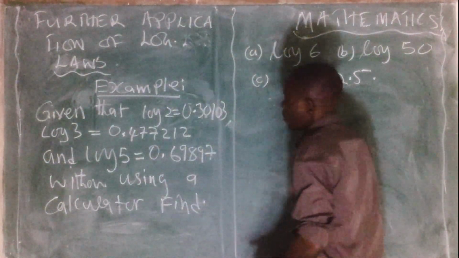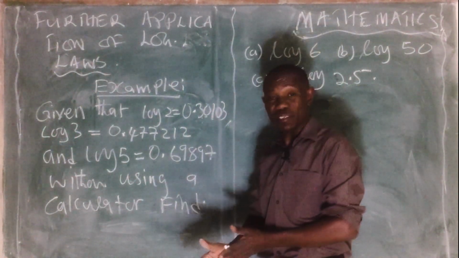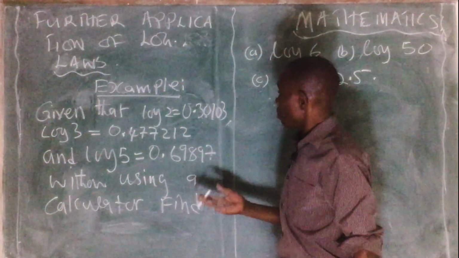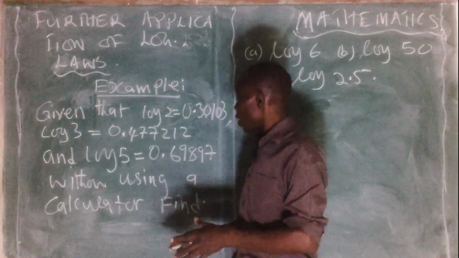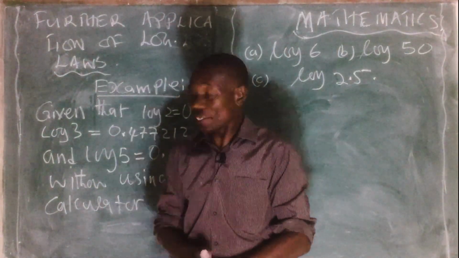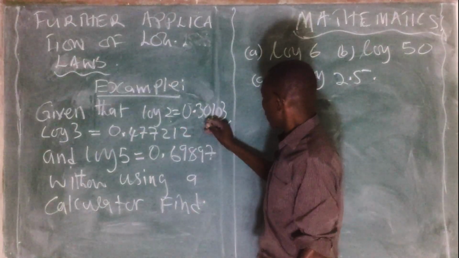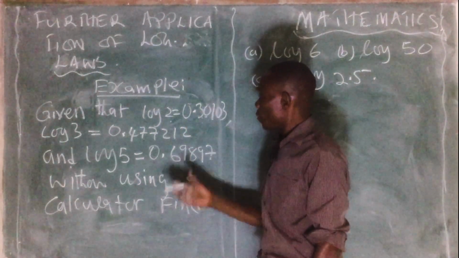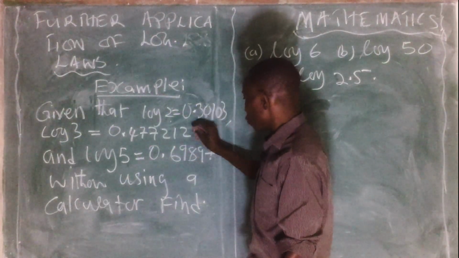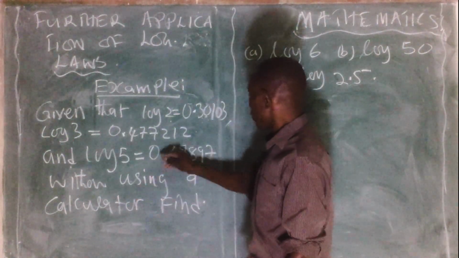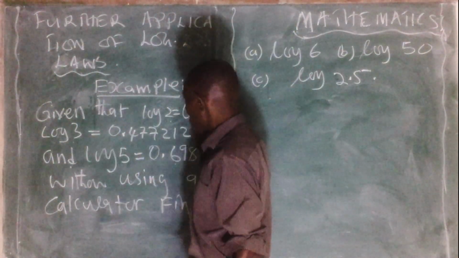We may have problems where you are discouraged from using the calculator, as in the past video. Some problems will give you the logarithm of certain numbers and ask you to find the logarithm of other numbers. For example, in this one we're given that log 2 is 0.30103, log 3 is 0.477212, and log 5 is 0.69897. This is more like by use of a calculator.